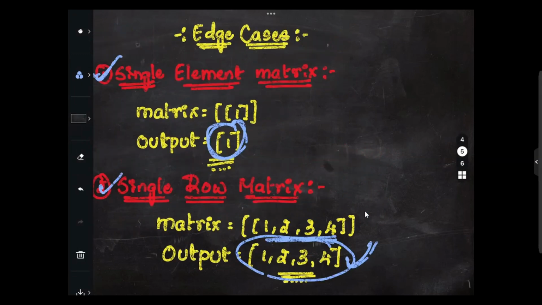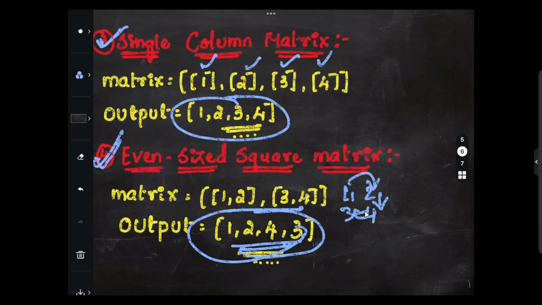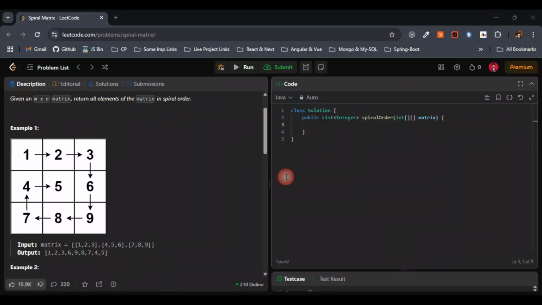So these are the 4 edge cases that we need to keep in mind here. The first edge case is for the single element matrix, the second edge case is for the single row matrix, the third edge case is for the single column matrix, and the fourth and final edge case is for the even sized square matrix, right? So now we are completely familiar with all the edge cases as well as the approach, so we are good to write the code. Let's start writing the code.